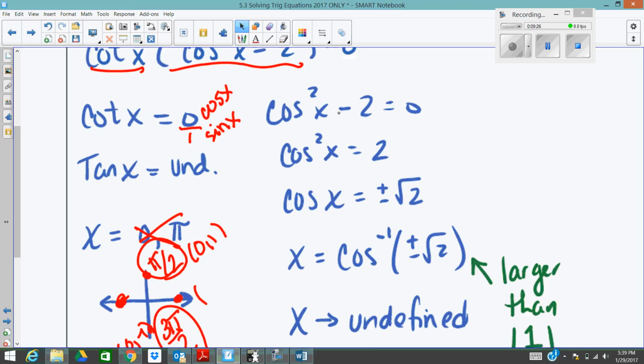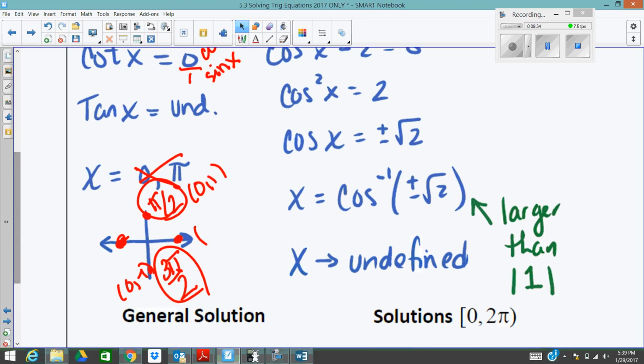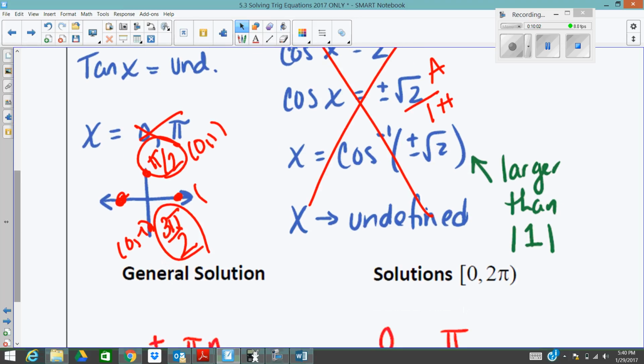Now let's look at cosine squared of x minus 2 equals 0. So I would add 2 over, and then it's cosine squared, so I have to take the square root of both sides. So we get cosine of x equals plus or minus square root of 2. But that's not possible, because remember, cosine is adjacent over hypotenuse, and it is not possible for your adjacent side to be larger than your hypotenuse, because square root of 2 is larger than 1. So this side gives us no solution. So we only get two solutions from the cotangent of x being 0.